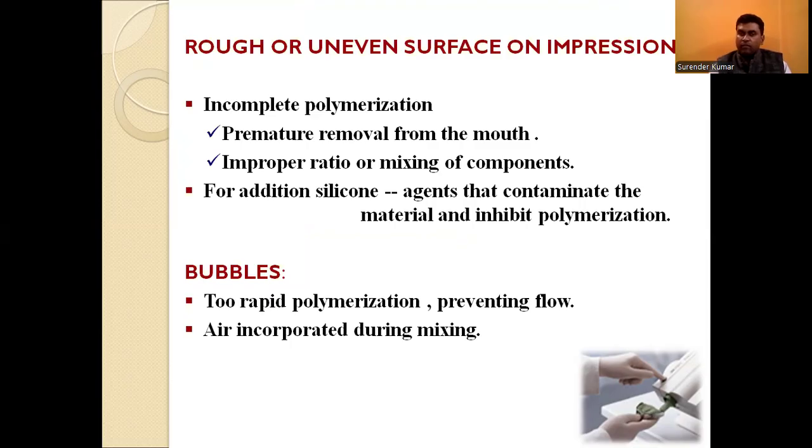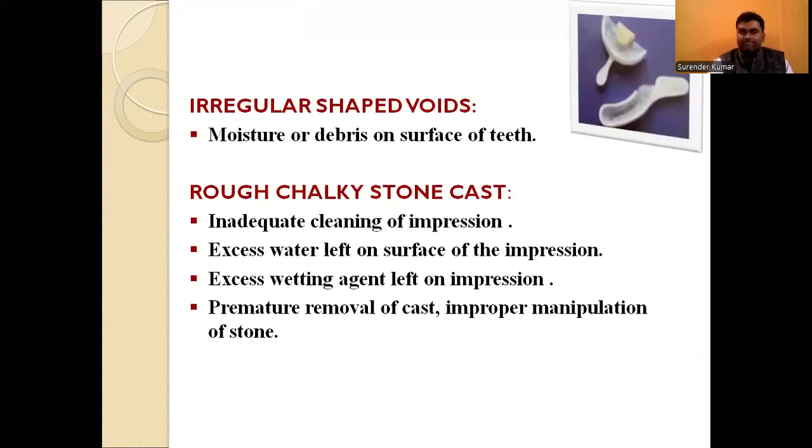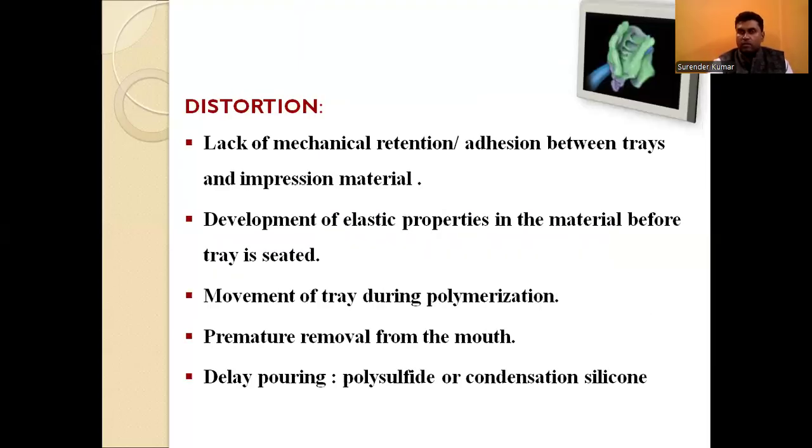Now, another type of defect is bubbles, which might occur due to too rapid polymerization, preventing the flow, or air incorporated during mixing. Irregular shaped voids are also there, caused by moisture or debris on the surface of the tooth, or a rough, chalky stone cast might occur. That is due to inadequate cleaning of the impression, excess water left on the surface of the impression, excess wetting agent left on the surface of the impression, premature removal of the cast, or improper manipulation of the stone. All these reasons can occur.